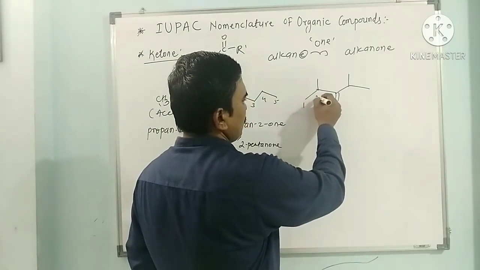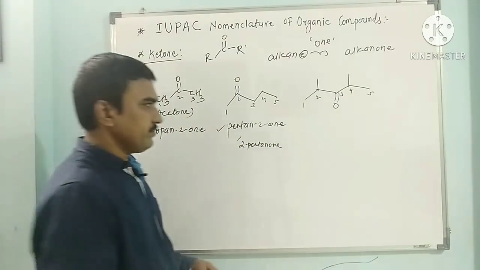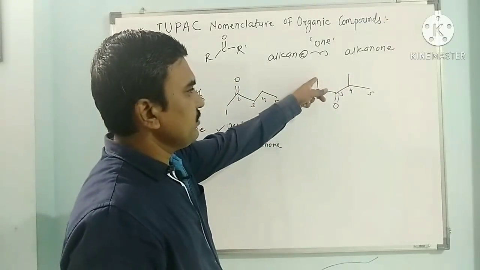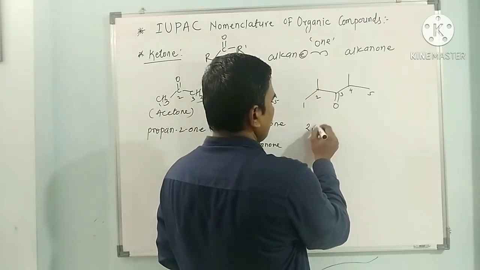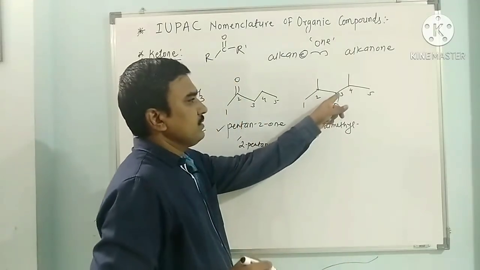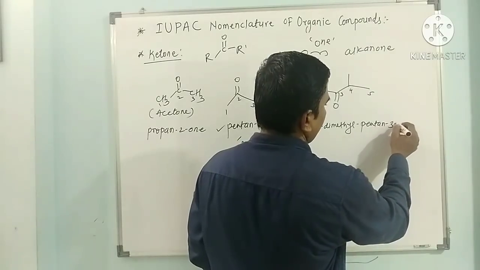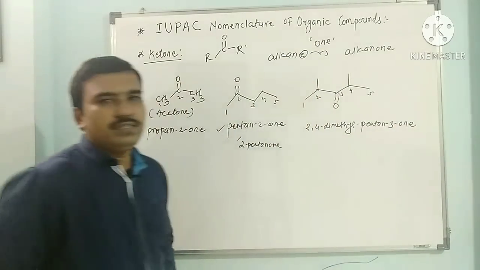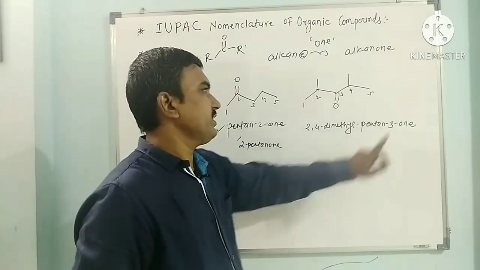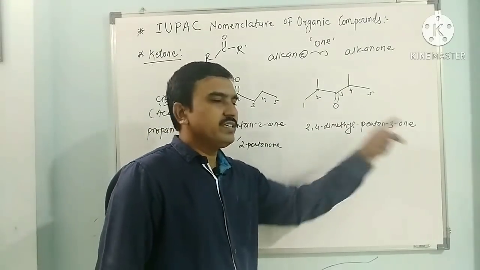Now here 1, 2, 3, 4 and 5. Total 5 carbons are there. So it is definitely pentane. But this pentane is having methyl groups at second and fourth position. These are the methyl groups. So this is 2,4-dimethyl. 3-pentanone or pentane 3-one. This is the systematic name of this. 1, 2, 3, 4, 5 pentanone, 3-pentanone, second and fourth is methyl group. So 2,4-dimethyl pentane 3-one.